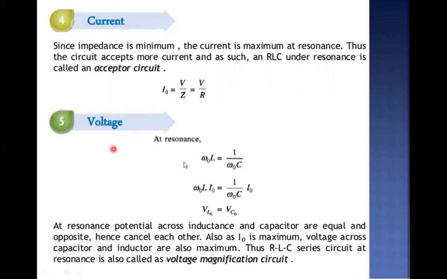At resonance, the voltage across the inductance is equal to the voltage across the capacitance. The potentials across the inductor and capacitor are equal and opposite, hence they cancel each other. Also, as I0 is maximum, the voltages across the capacitor and inductor are also maximum. Thus, an RLC circuit at resonance is also called a voltage magnification circuit.